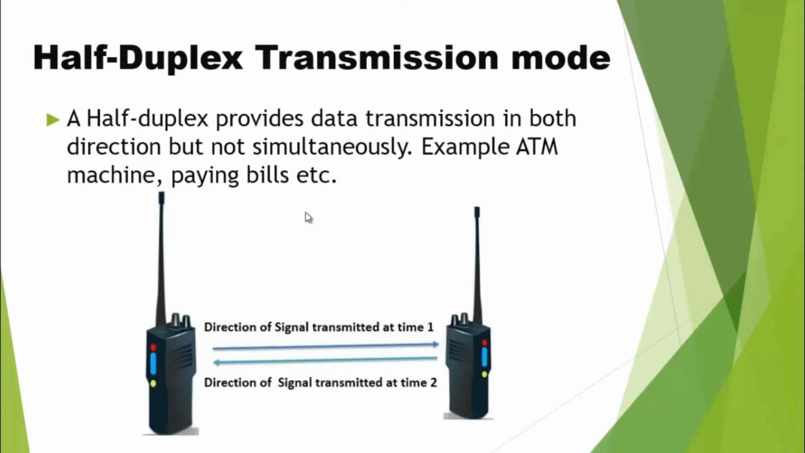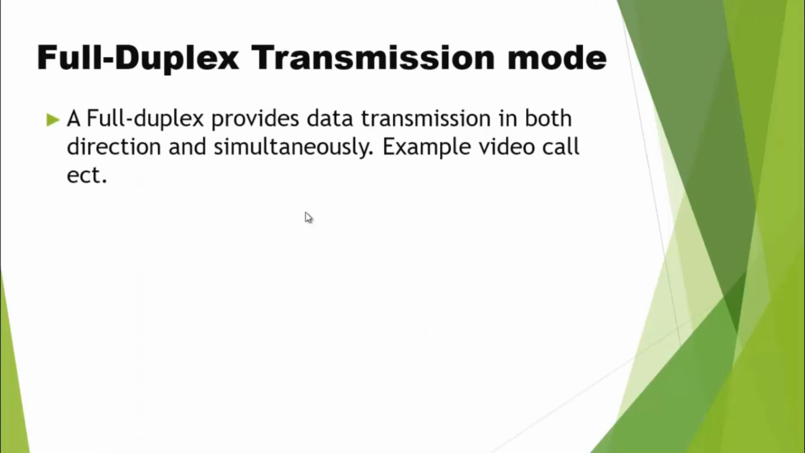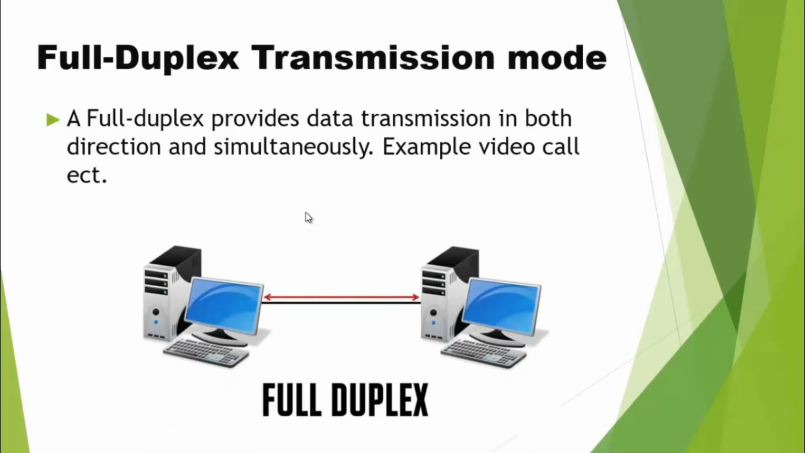The next transmission mode we have is full duplex transmission mode. By full duplex we mean that it provides data transmission in both directions and simultaneously, like video calls, or when your computers are connected with each other and you are sending and receiving data simultaneously. That is called full duplex transmission mode.